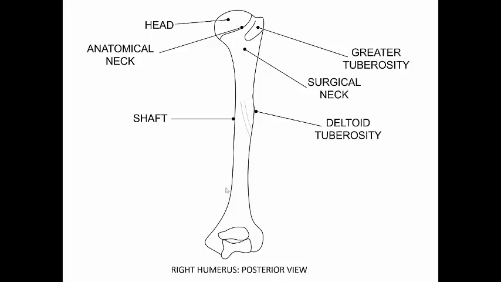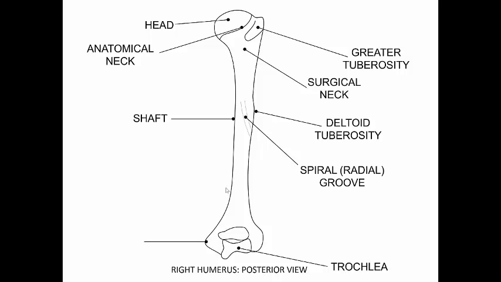At about the level of the deltoid tuberosity, there is a shallow groove on the shaft, which is known as the spiral or radial groove. And this is for the radial nerve, together with the profunda brachii artery and veins, to run through. At the distal end, we can only see the trochlea clearly, and above the trochlea, we can see both the medial and the lateral epicondyles.